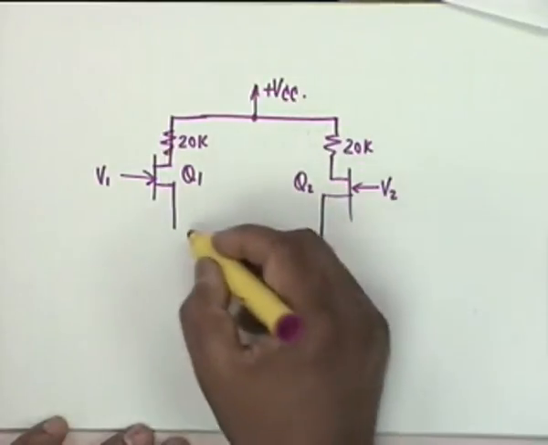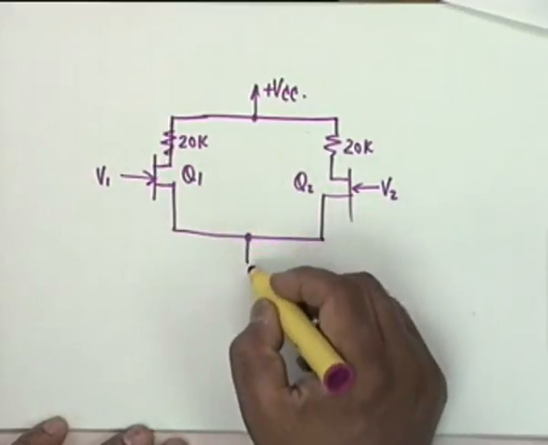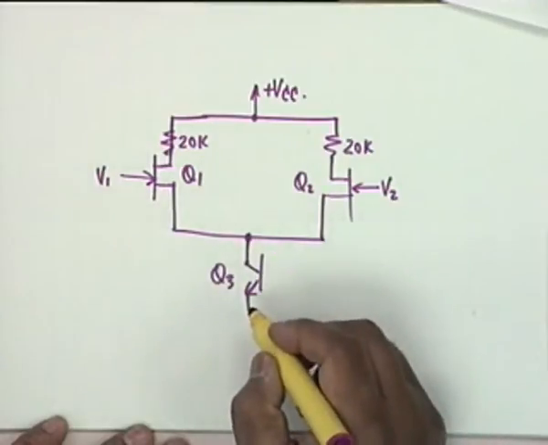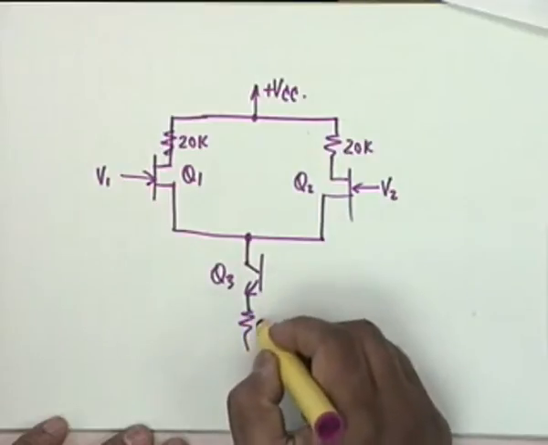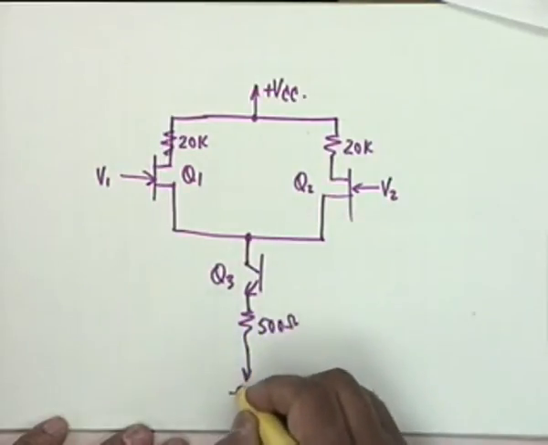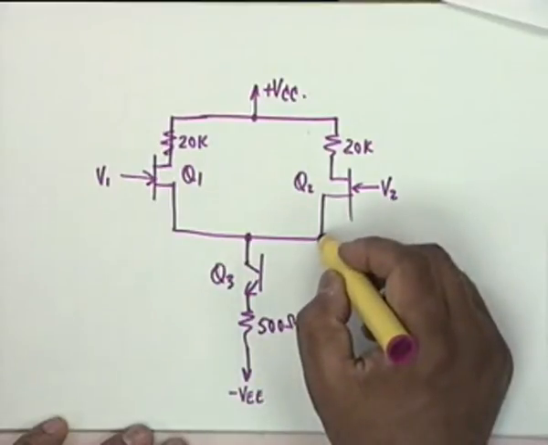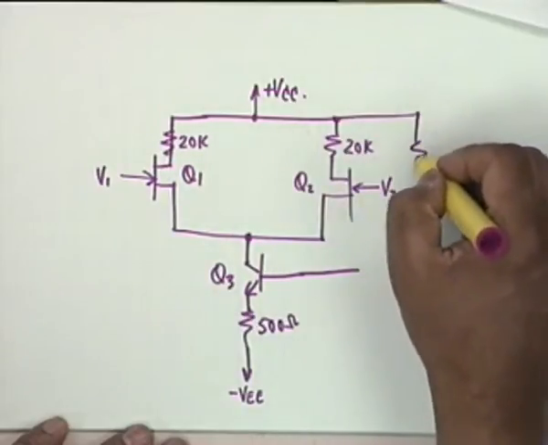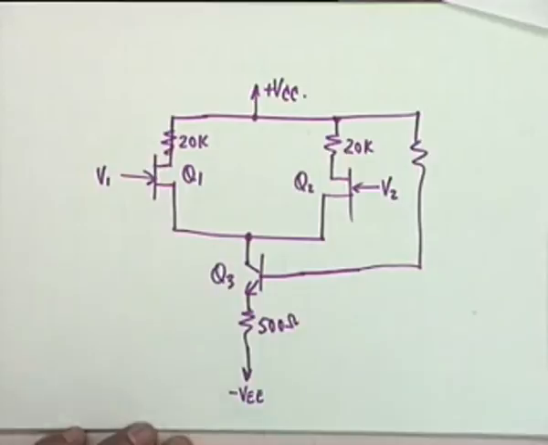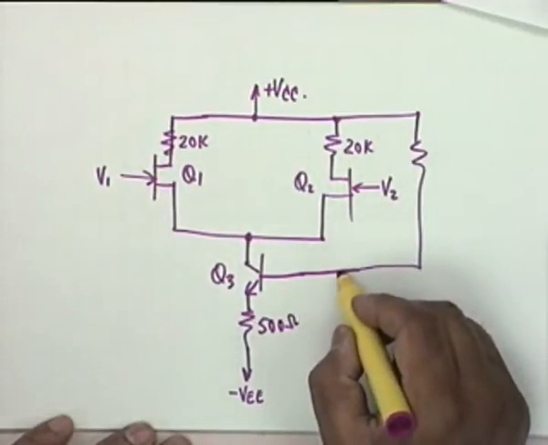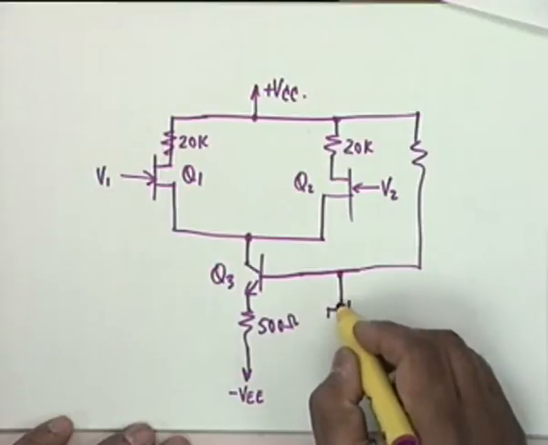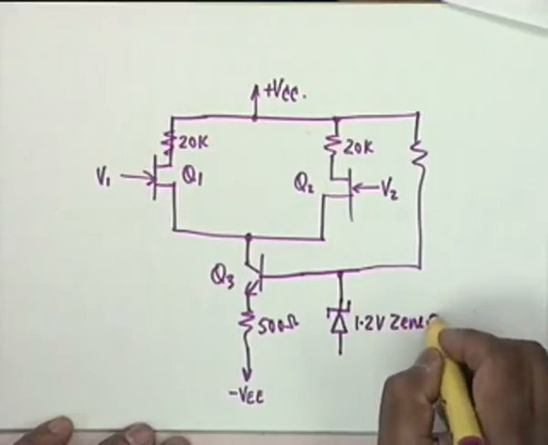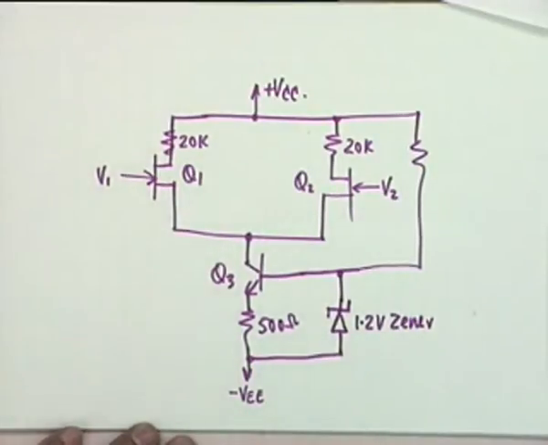The two sources are brought together and biased through. Which kind of source is this? Current source of the Widler kind. Okay, this is 500 ohm, and then it goes to minus VEE. But these 2 points, the base, well, is connected to the power supply through a resistance which is not given, and then you have a Zener diode, and it is given that 1.2 volt Zener. Okay, this is the circuit.